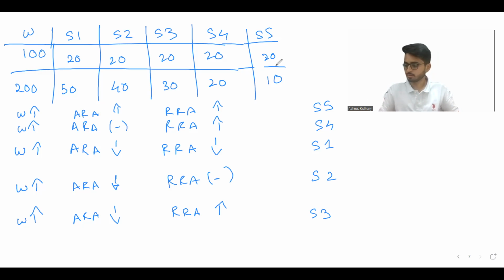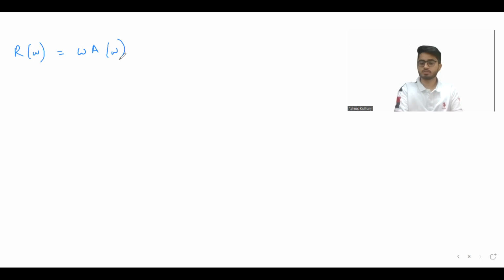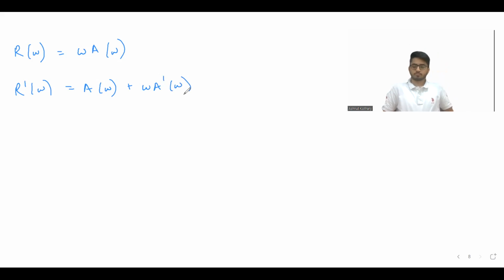Now let's look at the mathematical construct. R(W) is nothing but W·A(W). Let us differentiate with respect to W on both sides. R'(W): here I'll be applying the chain rule. I'll be getting A(W) plus W·A'(W). Basic chain rule we have applied. Also keep in mind A(W) is always positive. If you look at the definition, A(W) was minus U''(W) by U'(W), which is always positive.